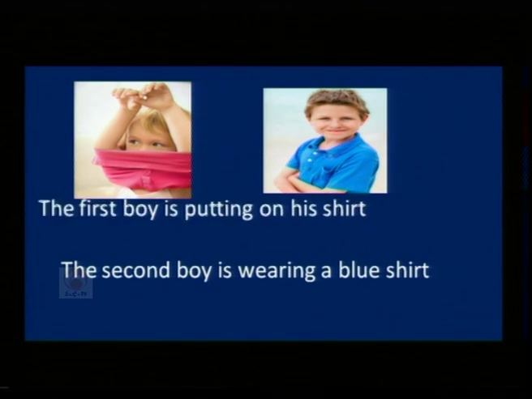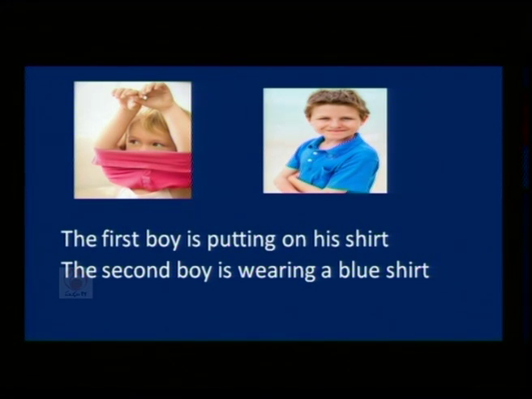Look at this. Actually, there are two boys, right? Yes, ma'am. Can you see them? Yes, ma'am. What is the first one doing? The first boy is putting on his shirt. The first boy is putting on his shirt, right? He is doing that action now.